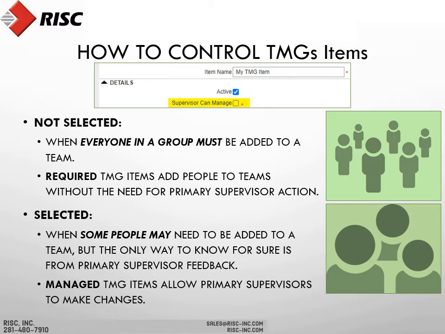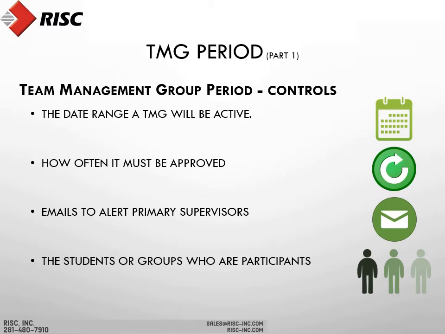You control how it behaves by selecting or not selecting the Supervisor Can Manage option on the record. If not selected, the item is considered required and everyone assigned to the TMG period is added to the team. There's no need for a primary supervisor to take action. If selected, the item is considered manageable. Anyone assigned to the TMG period may need to be added to the team, but only a primary supervisor knows for sure.